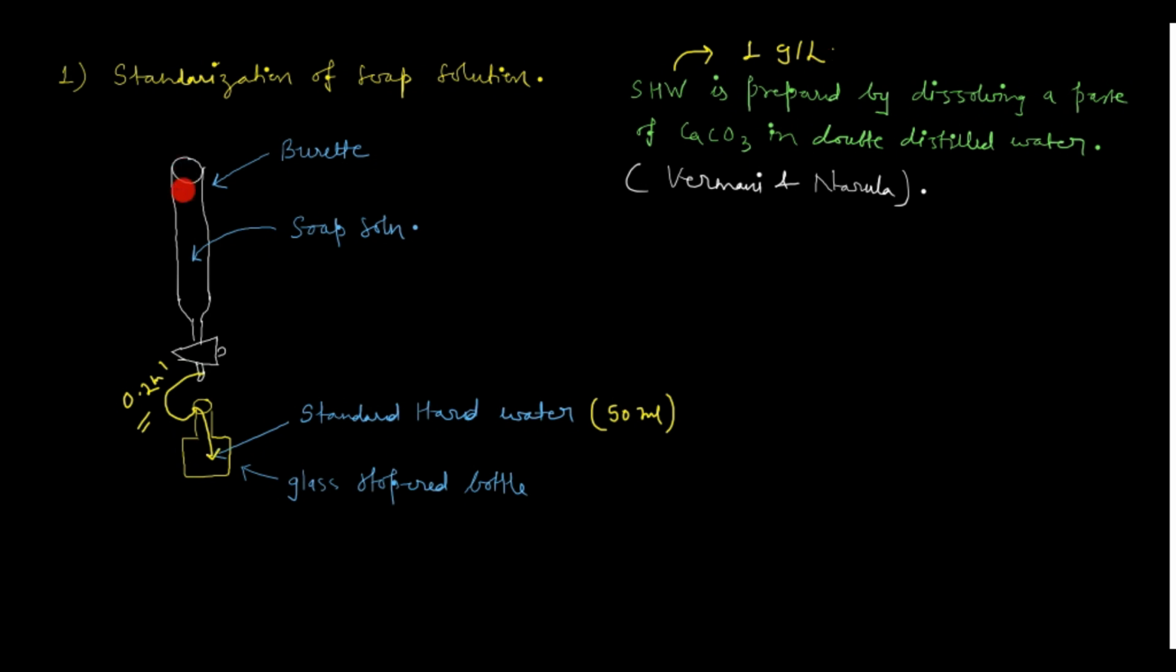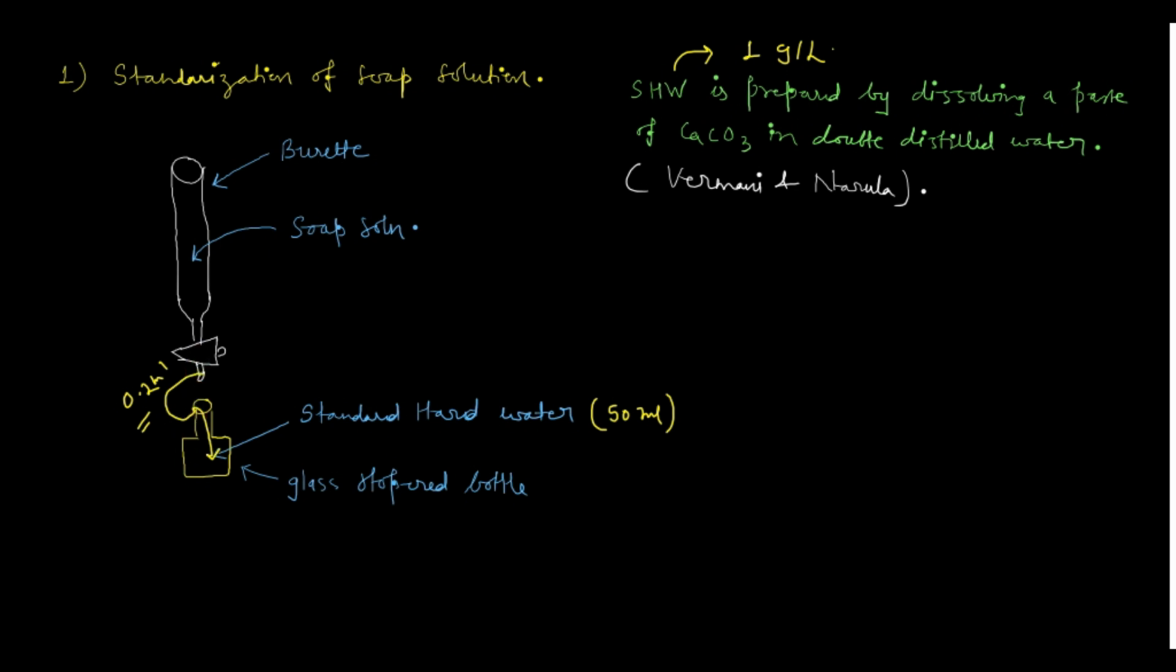This is your burette, and here a glass stoppered bottle is there. I am not using a flask here because I need to shake this reaction mixture vigorously each and every time. That's why I take the glass stoppered bottle. I have taken the soap solution in the burette, and in the glass stoppered bottle I will take 50 ml of the standard hard water, which is very important to note. And then I will start the titration.